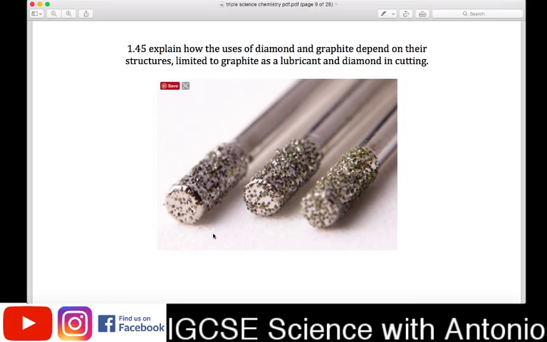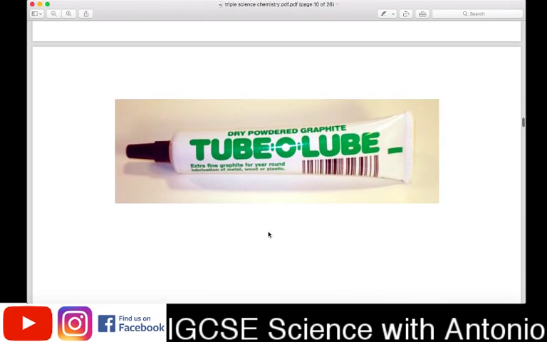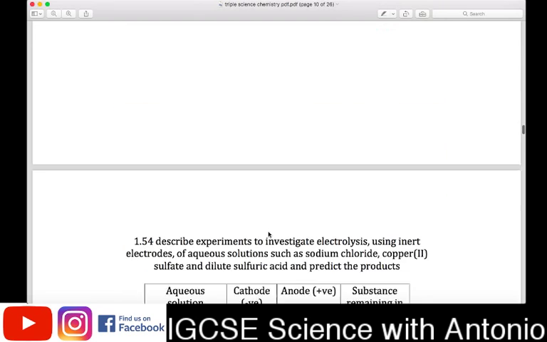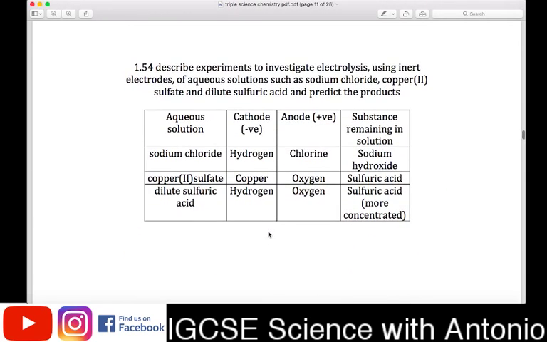So basically, you can have these diamond burs, which we use in a dental setting for cutting stuff. All right, and this is graphite being a lubricant. Great. So now the next bit is a bit difficult.